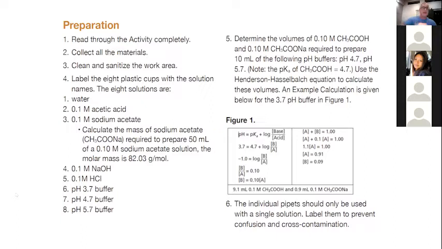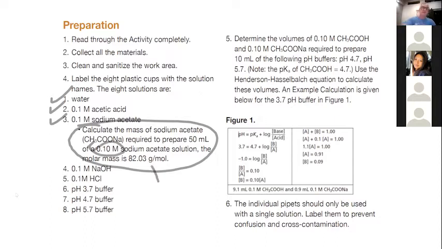So these are the 8 different plastic cups that you will label. Water, 0.1 molar acetic acid. You're going to make 0.1 molar sodium acetate yourself. So hopefully you have already calculated how much sodium acetate you will need to make 50 mils of a 0.10 molar acetate solution using this molar mass. Hopefully everyone knows how to do that. We have our 0.1 molar sodium hydroxide and 0.1 molar HCl. And then we're going to make the 3 different buffers, 3.7, 4.7, and 5.7.